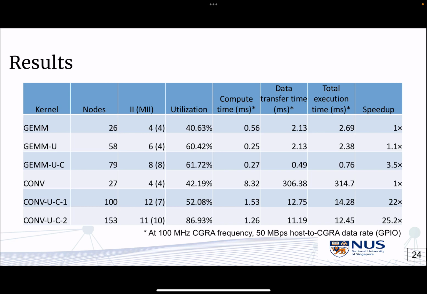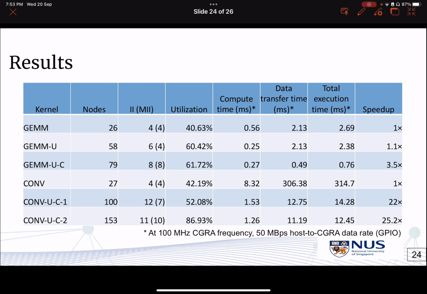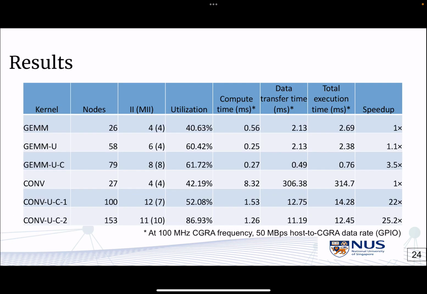You can see this in the results. As I mentioned, for the GMM unrolled and coalesced kernel, we get a 3.5x performance speedup compared to the original GMM kernel. For convolution, the speedup is very significant, 25 times compared to the original kernel. This is mainly because we can reduce the data transfer time through the significant reduction in the number of loop invocations.